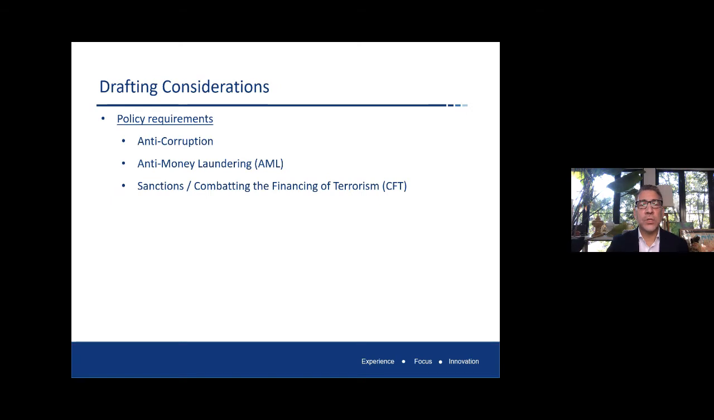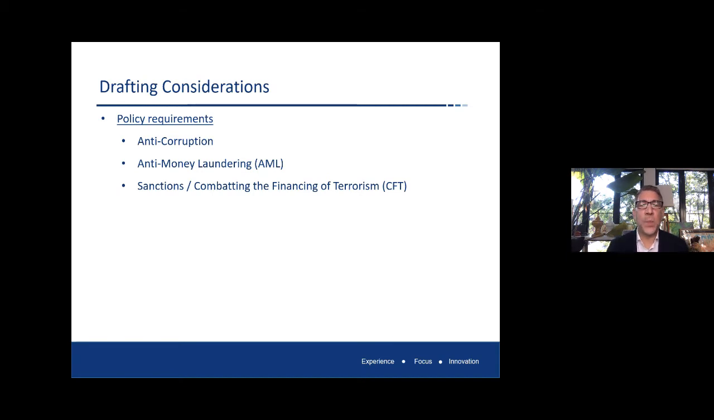So let's talk first about policy requirements. This is the first example where we see drafting differences. And when I refer to policy requirements, I'm going to focus here on policy requirements for anti-corruption, anti-money laundering, and sanctions. Sanctions, otherwise known as combating the financing of terrorism, which we often see shortened to the expression AML-CFT.